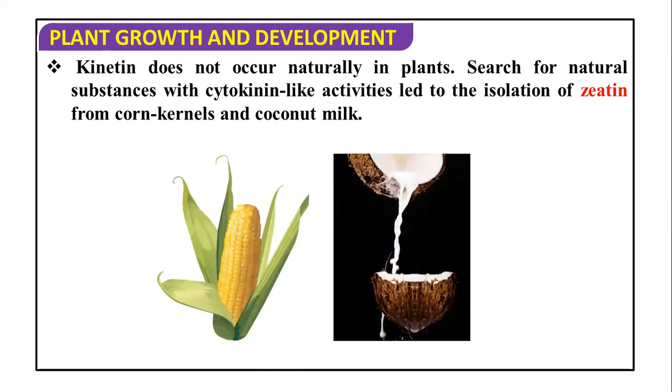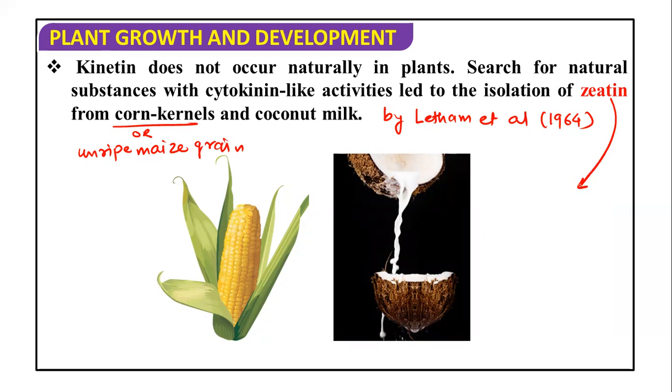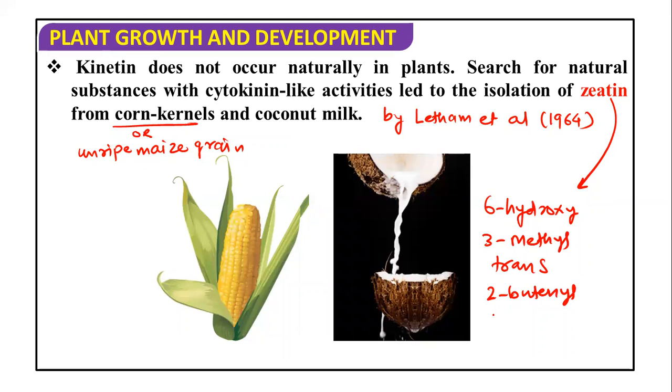So the first natural cytokinin is obtained from unripe maize grains, that is corn kernels, and coconut milk, by Letham et al. in 1964, and it is known as zeatin. Zeatin is nothing but 6 hydroxy 3 methyl trans butyl aminopurine, and this is a natural cytokinin.